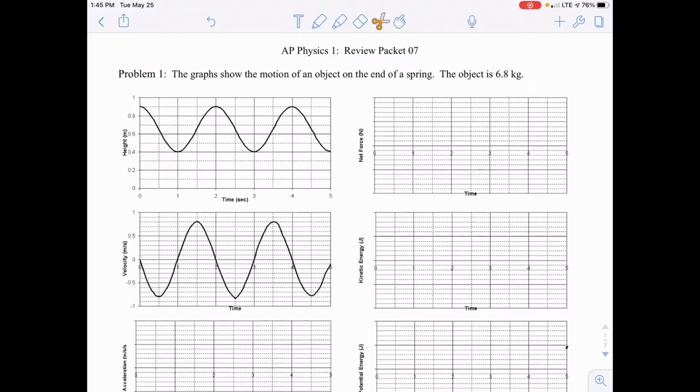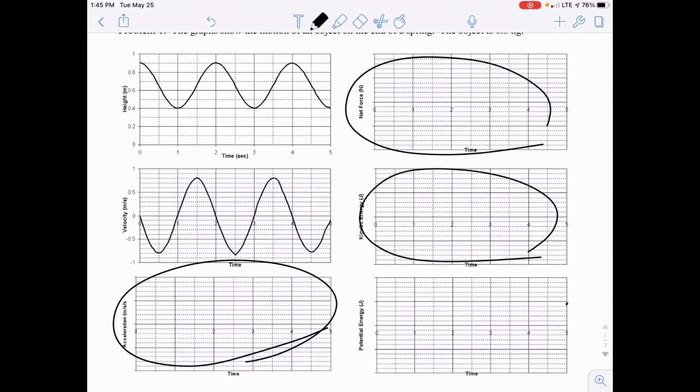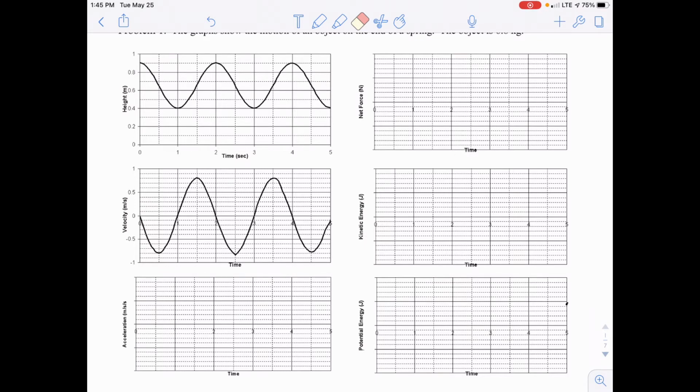Let's begin. Problem 1. This graph shows the motion of an object at the end of a spring. So we have a mass spring oscillator, and we're given the mass is 6.8 kilograms. From this, clearly we're given the position time function and velocity time function, and it appears as though we need to come up with the acceleration, net force, kinetic energy, and potential energy versus time functions. Okay, let's do some calculations and figure some things out along the way to make this work easy.